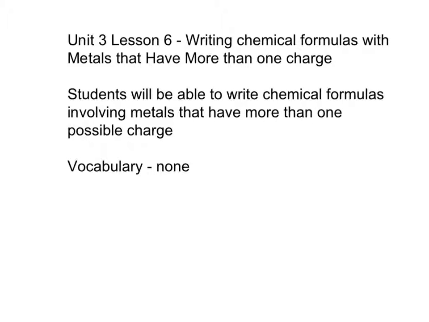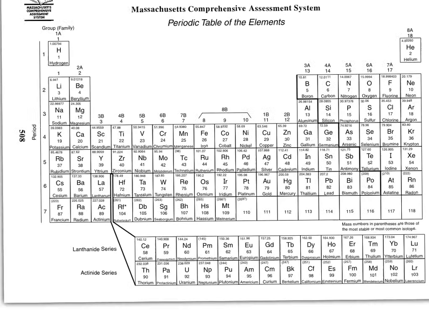For Unit 3, Lesson 6, we are writing chemical formulas with metals that have more than one charge. So, students will be able to write chemical formulas involving metals that have more than one possible charge. A little redundant there, but there's actually no new vocabulary for this lesson. So your first thought should have been, there are metals that can have more than one charge?